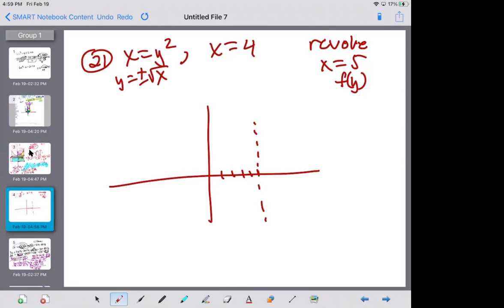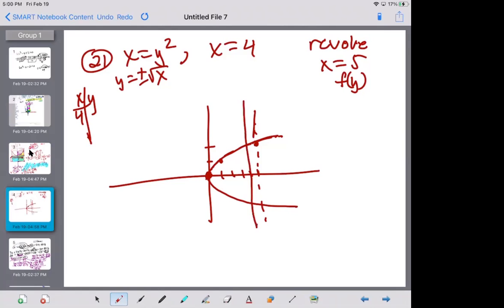Okay, so now we have x is equal to y squared. You get 0, 0. You get 1, 1. If you have an xy chart and you fill in 4, you get plus or minus 2. So you have this, and this is x is equal to y squared. So I do need both of them. Here's the line x equals 4.